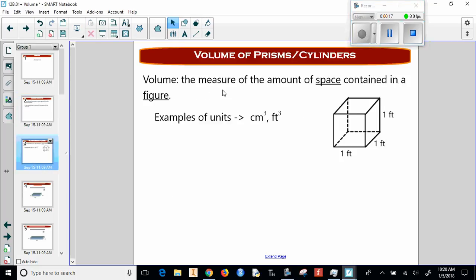First off, volume is the measurement of the amount of space contained in a figure, and we measure that in cubic units. So that's how many cubes fit into something. So here, this is a cube that's 1 foot by 1 foot by 1 foot. So that's what we call a cubic foot.